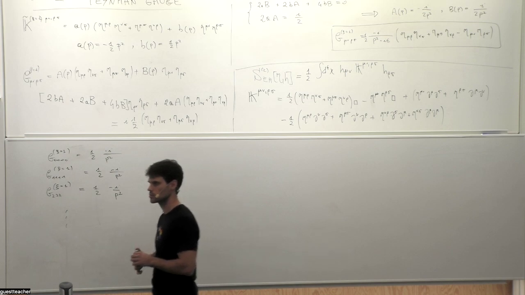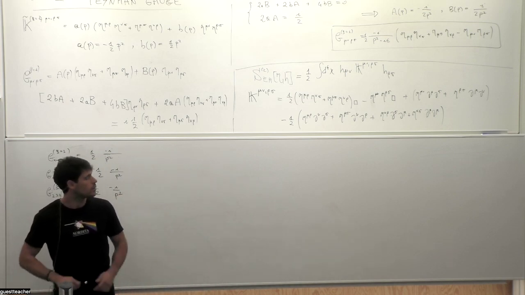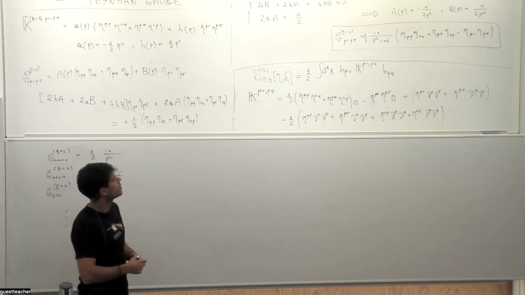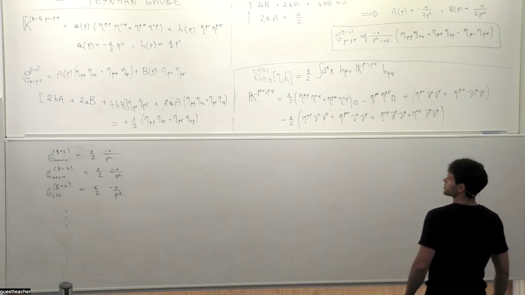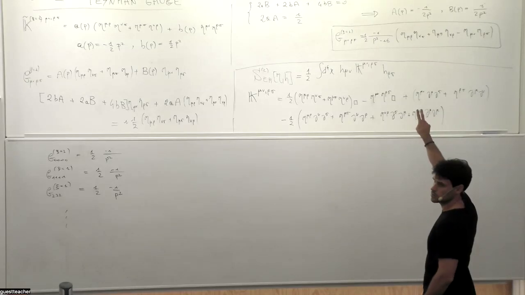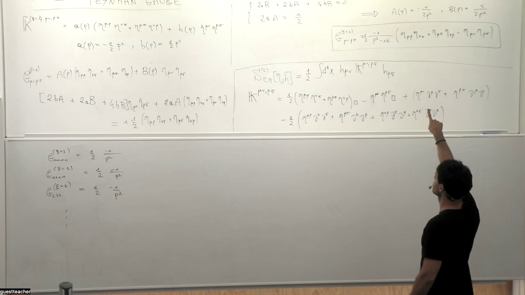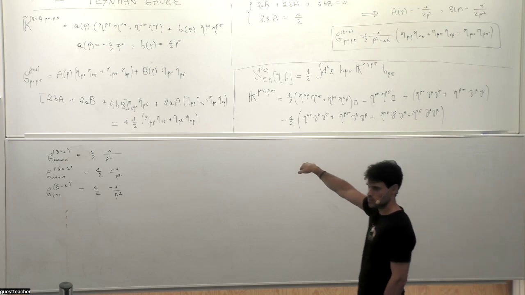Yes, Gabriel. Yes, but you have twice the Minkowski metric. So it's minus times minus 1, minus p squared, right, because I'm taking 0, 0, 0, 0.